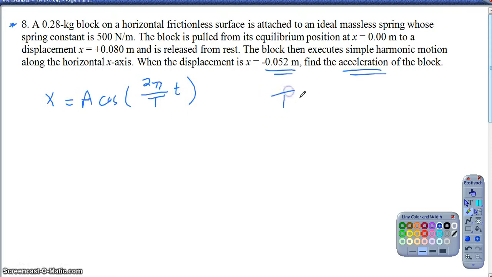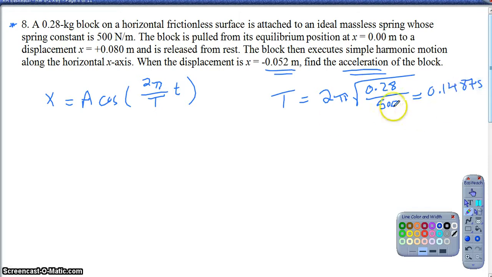I'm going to go ahead and calculate to solve for my period. So my period is 2 pi times the square root of m over k. My mass is 0.28 and my constant is 500. So my period is about 0.1487 seconds. Obviously you could round that off wherever, but I'm going to take it to a few decimal places and make sure I stay pretty accurate here.